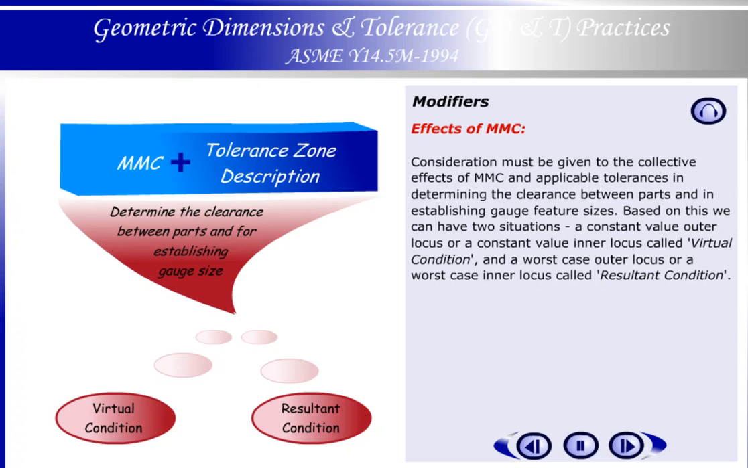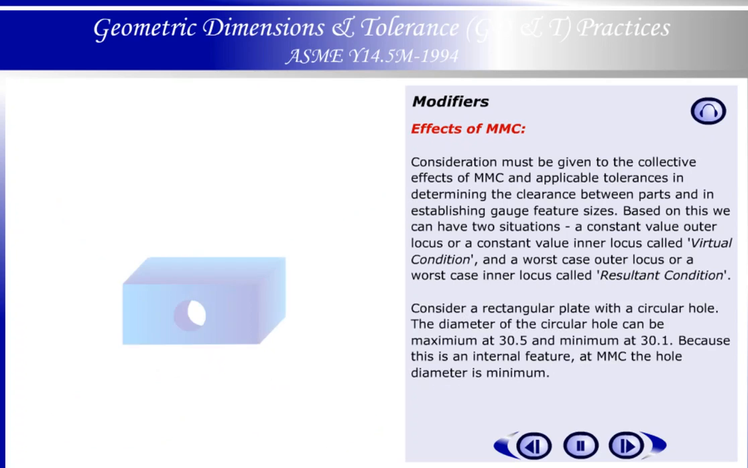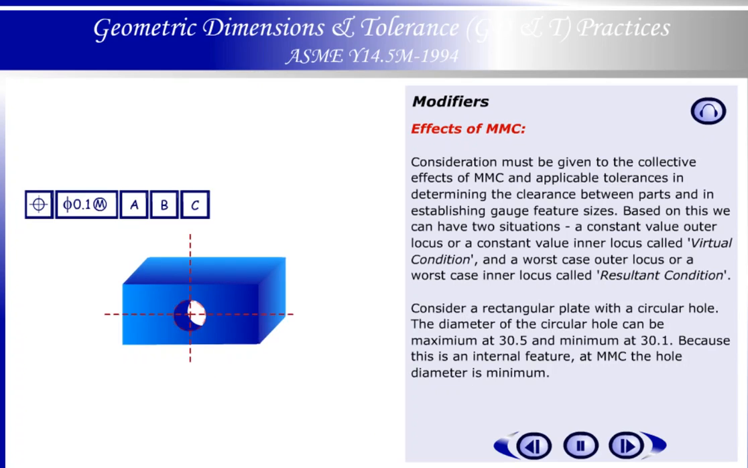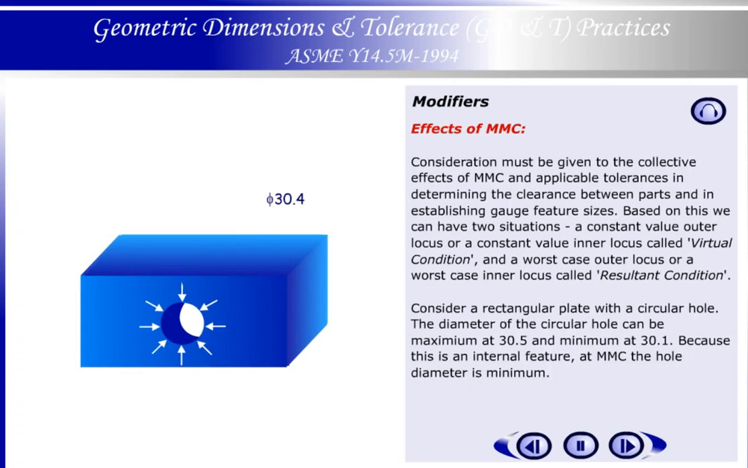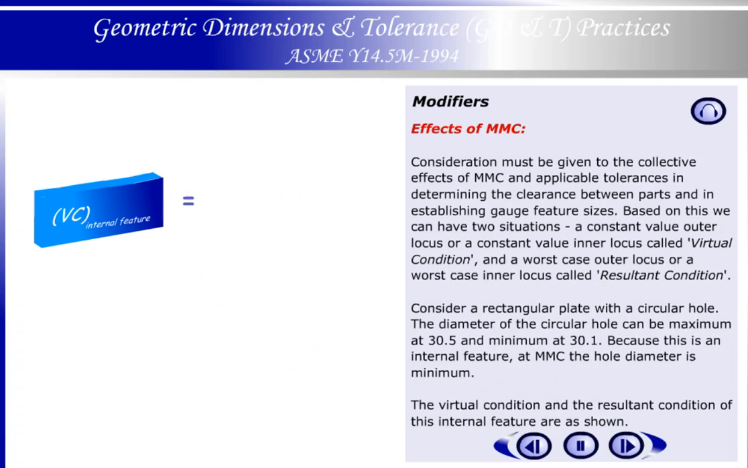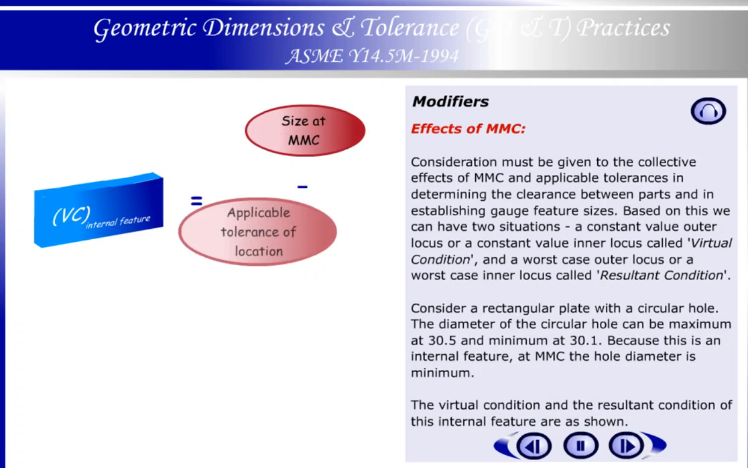Consider a rectangular plate with a circular hole. The diameter of the circular hole can be a maximum at 30.5 and minimum at 30.1. Because this is an internal feature, at MMC the hole diameter is minimum. The virtual condition and the resultant condition of this internal feature are as shown.